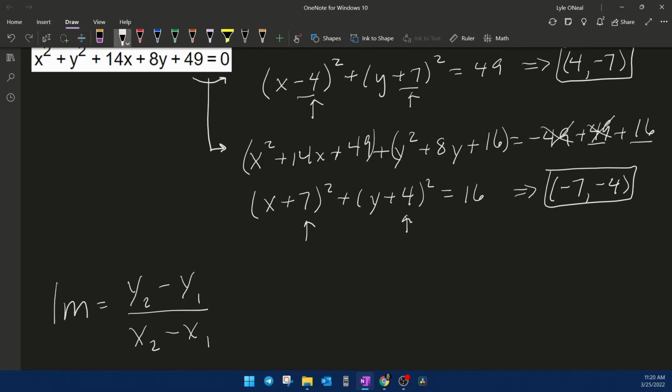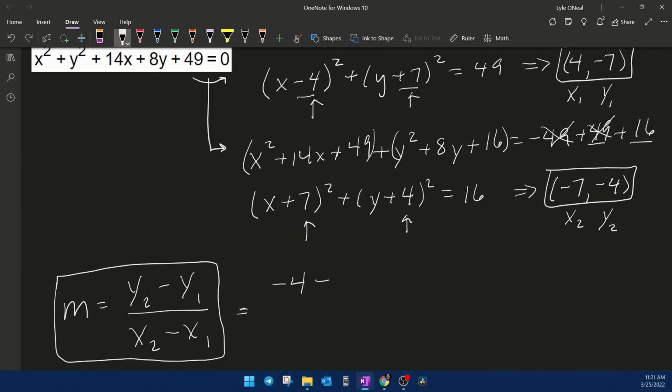All right, so here we have our slope formula. And it doesn't matter which of these centers is the first, x and y. So I'm just going to use the first one I found. We're going to say that this is x1, y1. The other center, x2, y2. And then we're going to plug and play into our slope formula. y2 minus y1. Watch your signs. x2 minus x1, and then simplify.